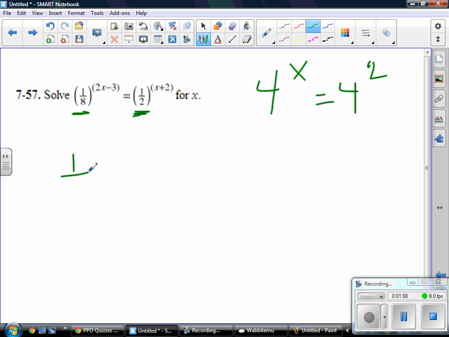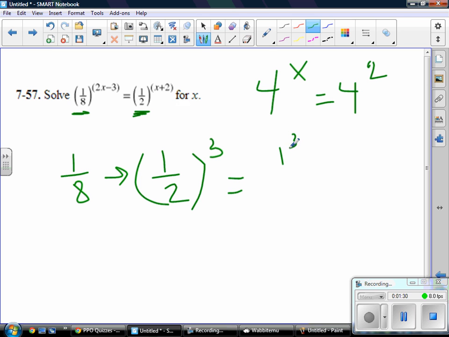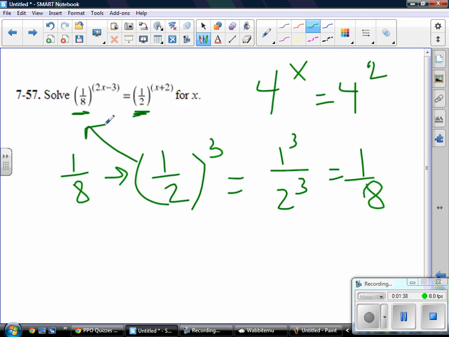So I need to make 1/8 like 1/2. What can I do to 1/8 to make it become a 1/2? I know 1/8 is the same thing as (1/2) to the third power, because that would be 1 to the third and 2 to the third, which is 1/8. So I'm going to change this base right here. Instead of being 1/8, I'm going to change it to 1/2 raised to the third power. That just becomes my 1/8 right there.